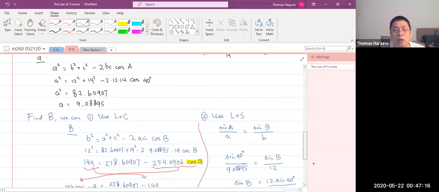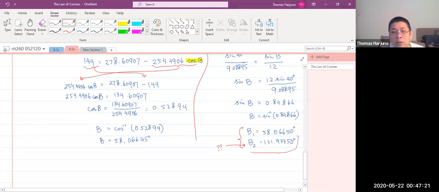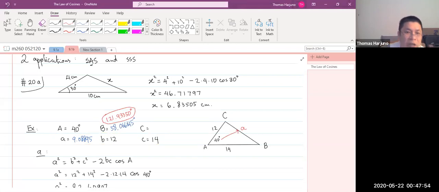Okay, but you see that we have extra solutions here. This one, 121.9335. Now, how do we know that we should reject this? See, we have three sides. Once you have three sides, there will be only one triangle fitting that situation. It won't be two triangles. If you have three sides, that triangle is unique.